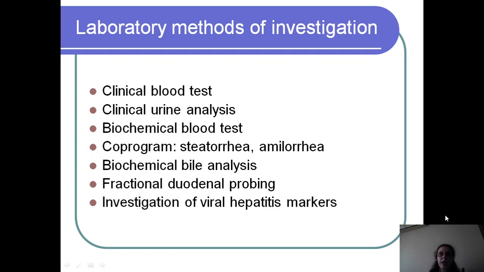If we're talking about clinical urine analysis, actually you can find different urobilinogen and bilirubin derivatives present here. It's not very specific, but like the first line diagnostic method, it can narrow the spectrum of our diagnostic search. Biochemical blood test.